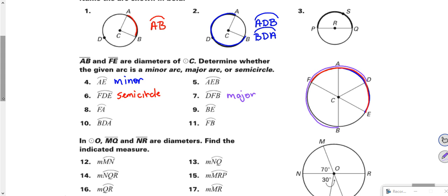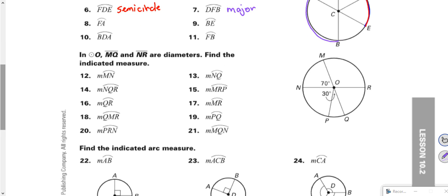The next section, in circle O, MQ and NR are diameters. Find the indicated measure. Remember, see the little M right in front of it? That means they want the actual angle measure, which, remember, the arc measure is the same as the central angle. So the measure of MN, for instance, this arc measure is the same as this central angle, so that is going to be 70 degrees.